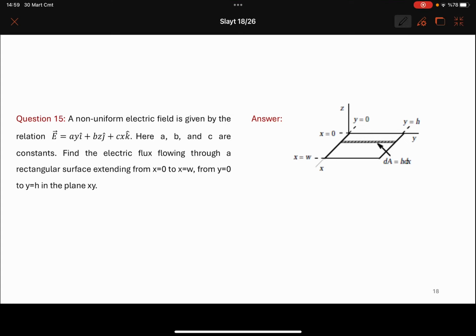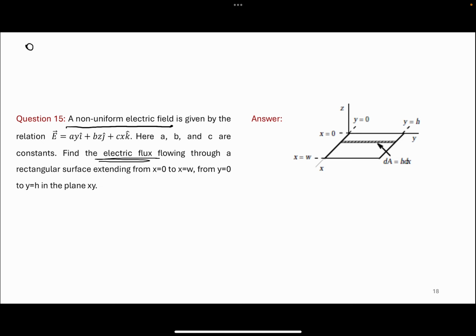Okay, let's look at this question. A non-uniform electrical field. This is a keyword. It's quite important. Again, it's asking for the electric flux. I know the flux equals the integral of E dot dA, which equals Q inside over epsilon 0. But here you can see there isn't charge information. So if there isn't charge information, I can't use this one. I have to use this information.